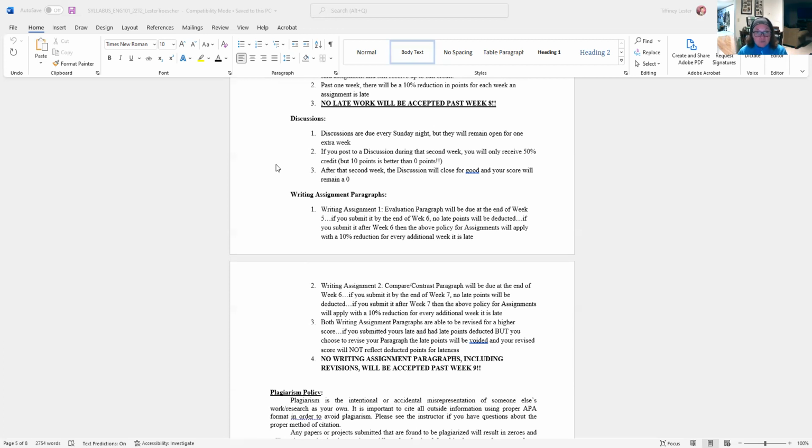Everybody gets that option, whether you've submitted it on time or late. You still get to revise it if you want. If you did turn it in late and got points deducted for being late, but you choose to revise it, your new score for that revised version won't reflect any late points deducted at all. It will be like you turned it in on time.